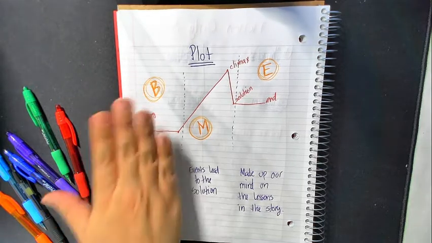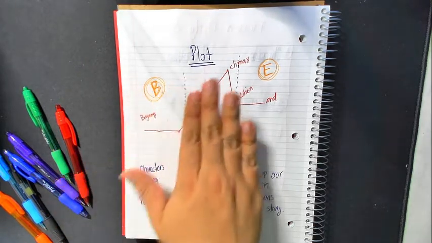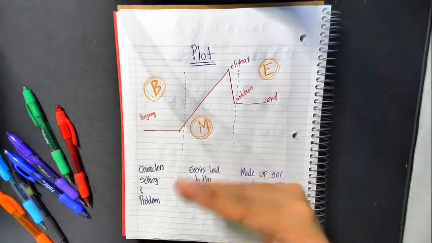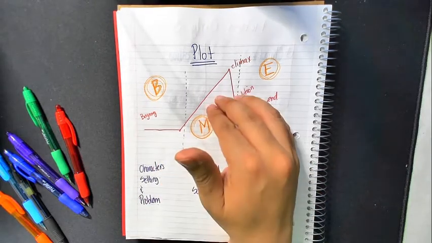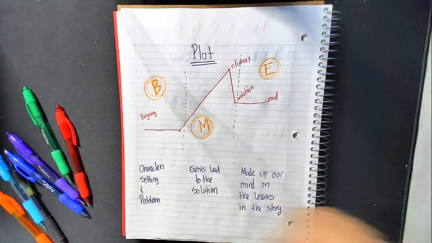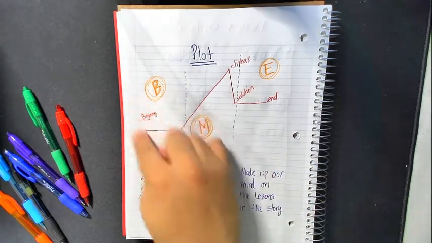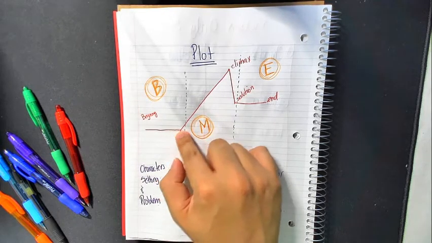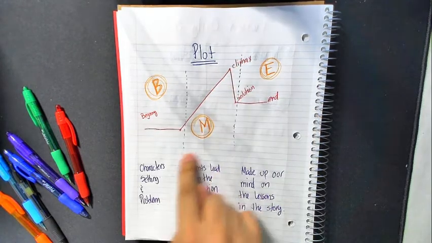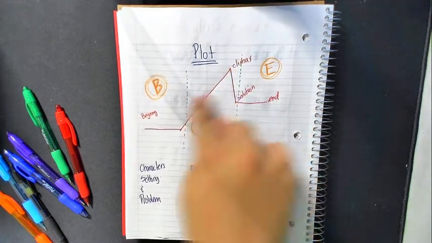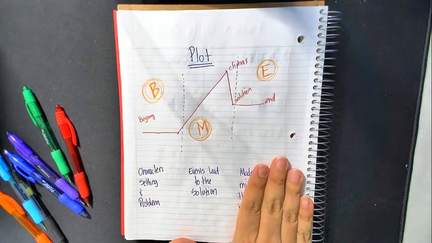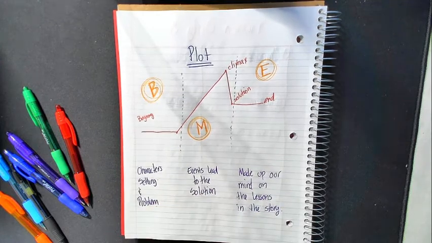Characters and setting we learn about in the beginning. Yes, as the story goes on, we will learn about more characters. Yes, we might hear about different settings as we read. But normally they are introduced at the beginning. The problem we read about is still in the beginning. It is after that problem that events start taking place. So the events that lead to the solution, climax and solution, are in the middle. At the end, we have where we learn about our lesson.